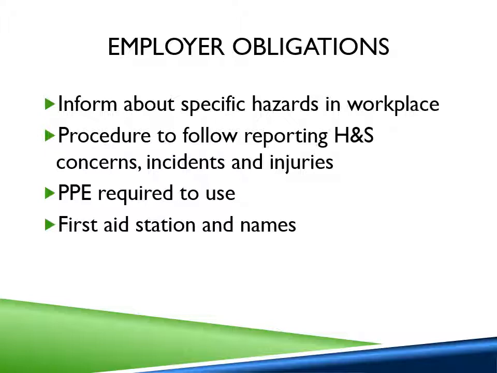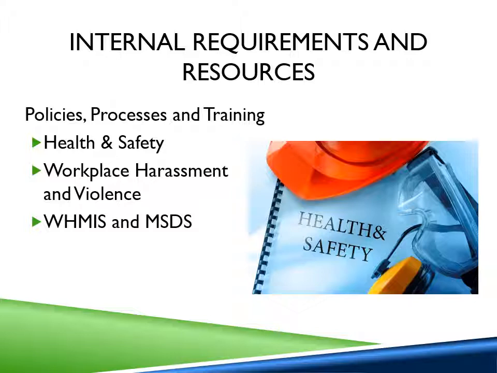They must identify which personal protective equipment is required and provide it to the workers, and they must ensure adequate first aid supplies and stations are available in the workplace. They must also train the required amount of workers in first aid and post their names and relevant information in the workplace. Employer policies, formal processes, and required training are all resources that supervisors and workers can rely on when looking for direction or answers regarding health and safety.